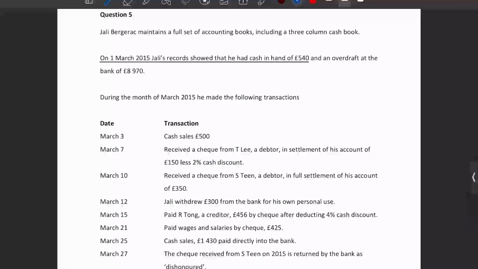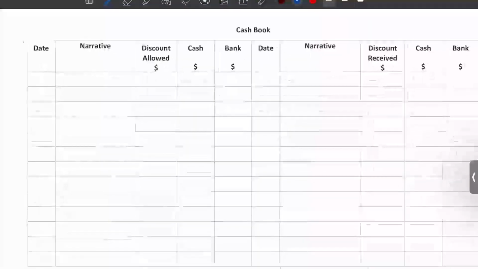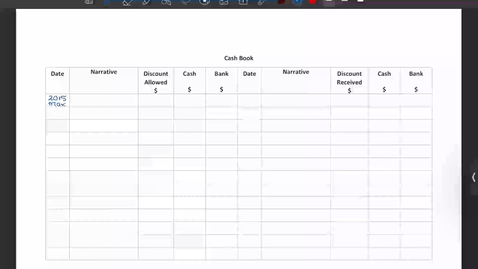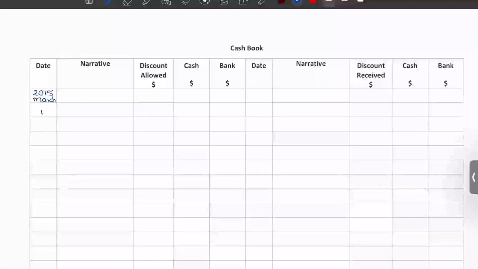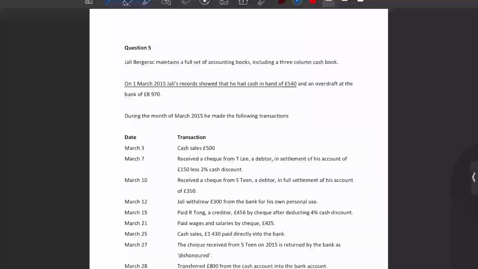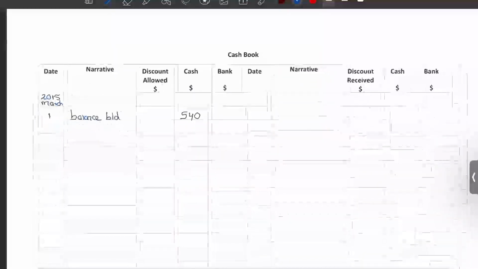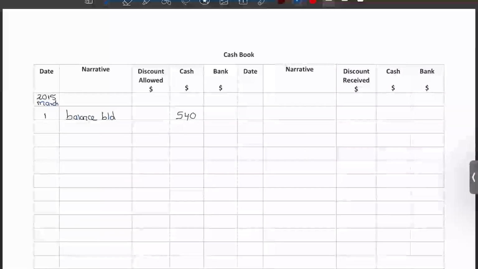Debit side, right? So can you write the date 2015? You can write it like this, 2015. March, you are doing it for March. Now March 1st. Okay, enter the balance BD. So your balance BD will be on the debit side. Balance BD. How much is the amount given for cash? 540. So in your cash account, you can enter 540 on the debit side. So every time you have to start with the opening balance. Right, so I have entered the cash figure 540 on the debit side.